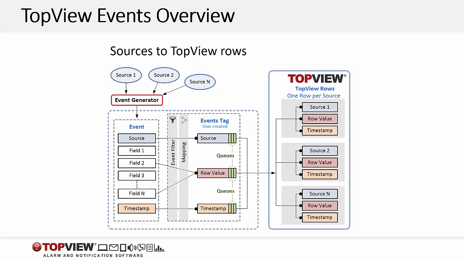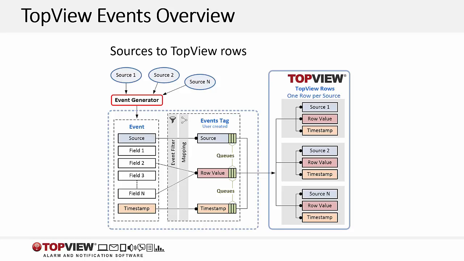To see how these items interact, let's take a look at an overview of TopView events from event sources to real-time monitoring. On the left, various sources create events, which are aggregated in an event generator. The event generator delivers the events to TopView. Each event contains a source name, an event time, and a list of event fields that describe the other details of the event. The events tag is the glue between TopView and the events.